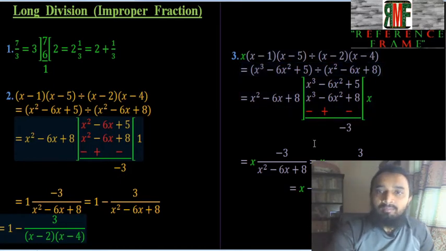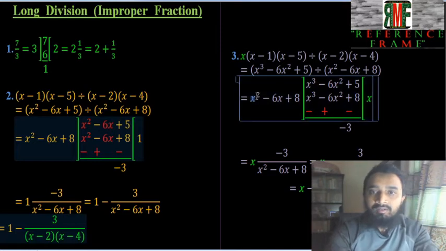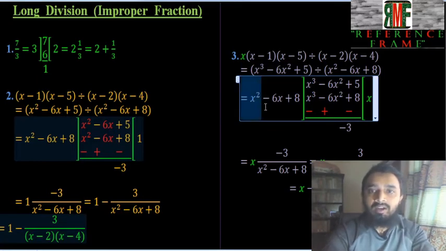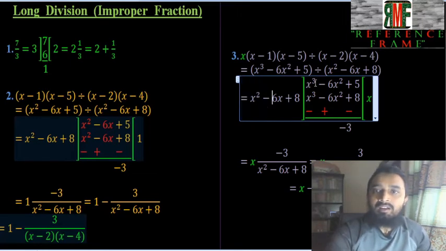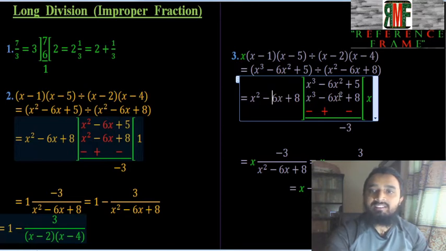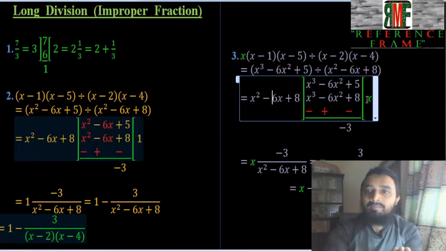So look, this time if we multiply what is here in the divisor, we're going to have just x squared, right? As you can see here, this is just x squared. But here in the dividend we have x cubed. So from x squared, if you want to get x cubed, we must multiply this x squared with x. Look here, there is x. X into x squared makes x cubed. X into minus 6x makes minus 6x squared, and the remaining part x into 8x.